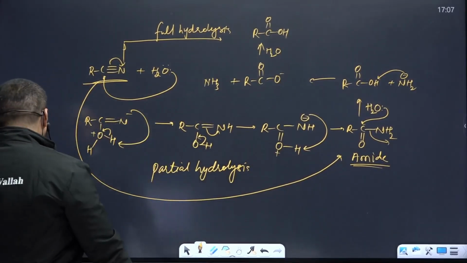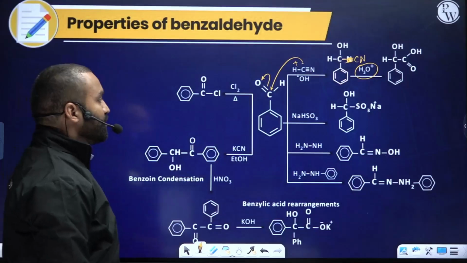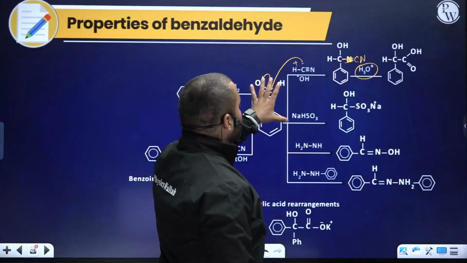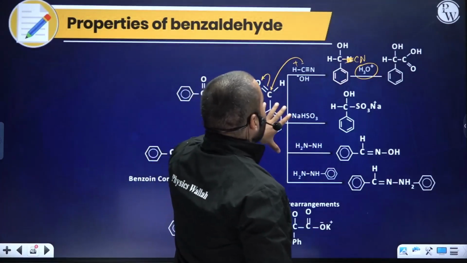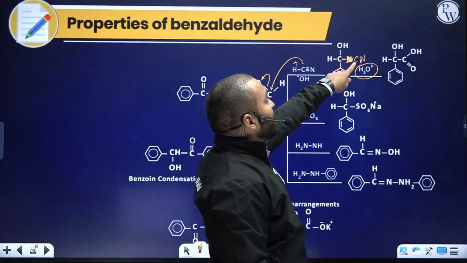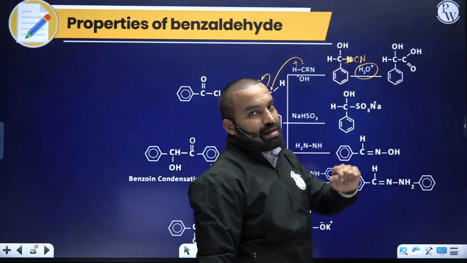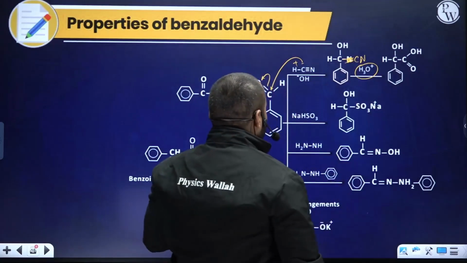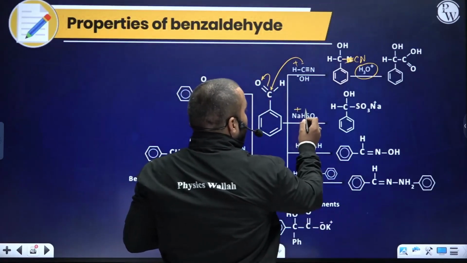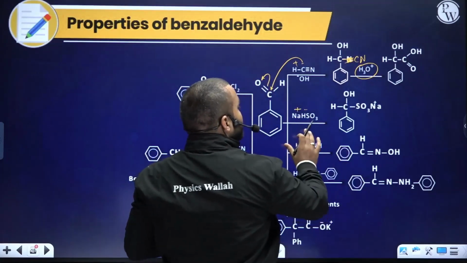Right, everybody? Let's go back and see what the reaction was here. Do you see that you start from an aldehyde, and you made cyanohydrin. That cyano part undergoes hydrolysis to form an acid. Clear? Good. This reaction we have already seen, Na plus HSO3 minus.